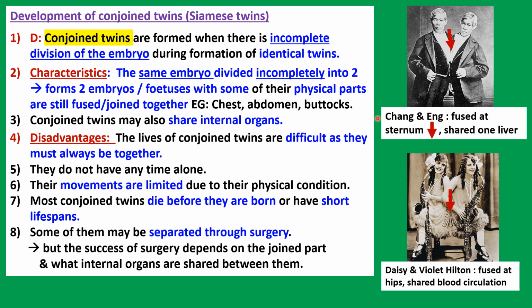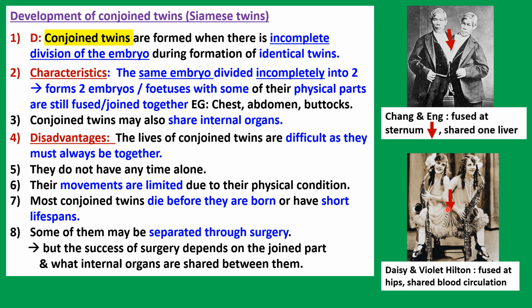For example, at the chest, like for this pair of twins which lived long ago, Chang and Eng, this is the pair of twins that's very famous in the past. So they are actually from Thailand, all right? That's where the name Siamese twins came from, right? And they were joined at the chest, all right? They're fused at the sternum, the sternum here, and they shared one liver, right? And then here we see another pair called Daisy and Violet Hilton. This is also another pair of twins that also joined the entertainment industry, and they were fused at the hips here, all right?